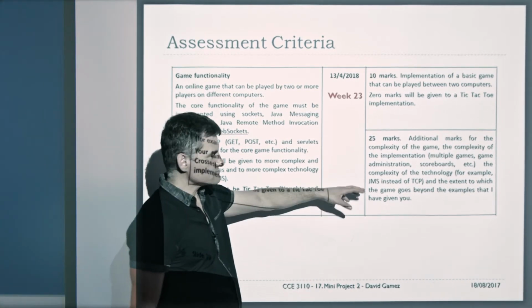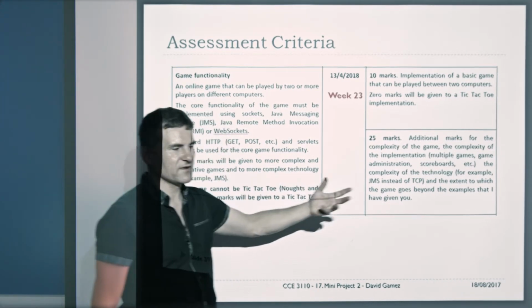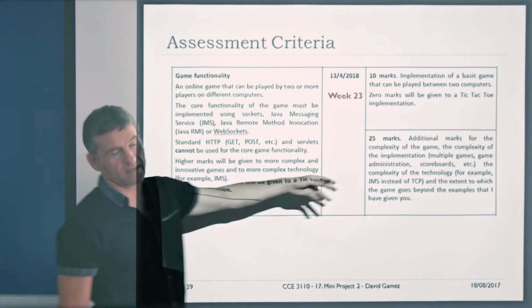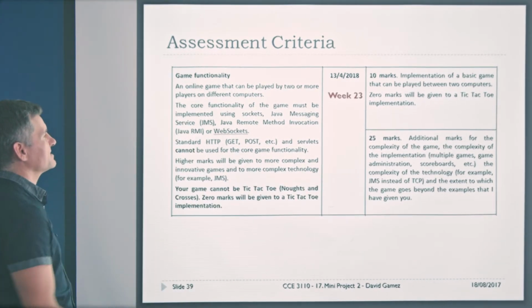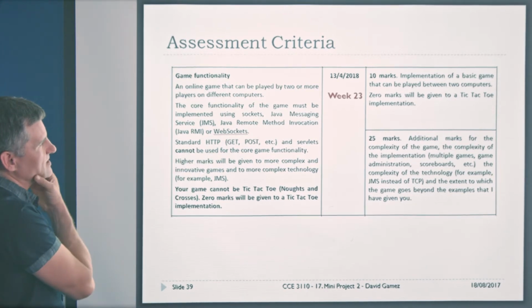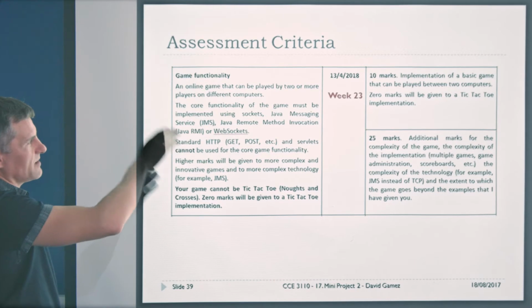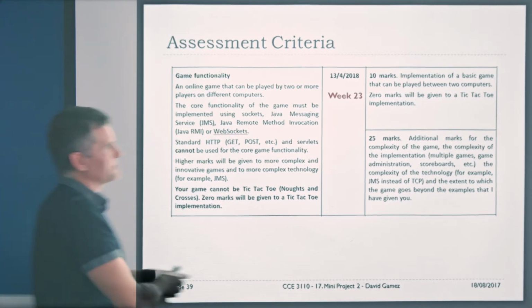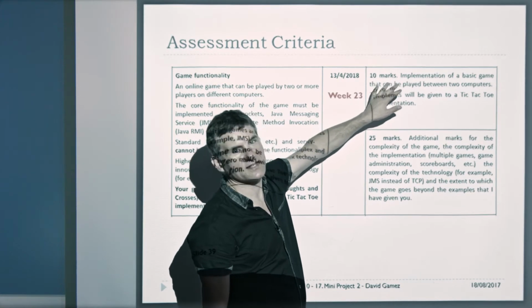So I'm expecting you to show some initiative, and if you produce a really cracking game, then I can give you 25 marks for complexity, right? So that's kind of what the marks are for. But if you get any old lousy quiz game or something working, you're going to get 10 marks. I'm not going to be fussy about giving you those 10 marks as long as you write some game yourself and it basically works.